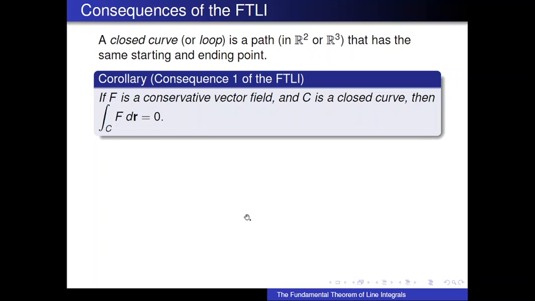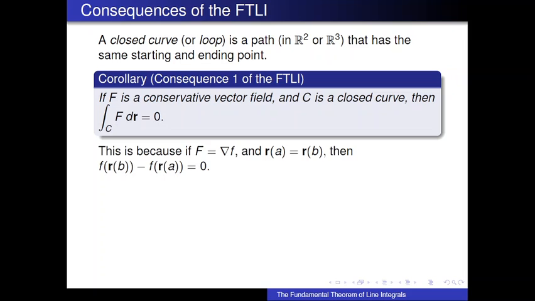Well, if C starts and ends at the same place, and if F is the gradient of some function little f, then we're just evaluating little f at these endpoints that are equal to each other. And so you're evaluating little f at the same 2 points of space and taking the difference. Well, those function values need to be the same then, so their difference must be 0.